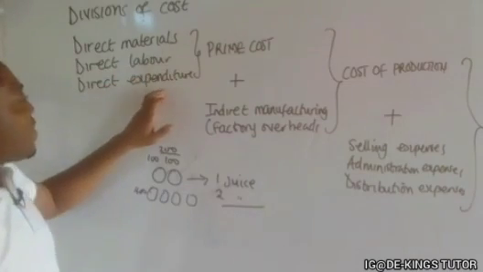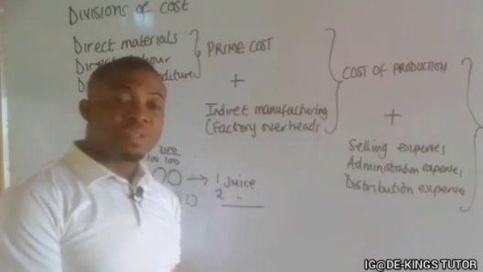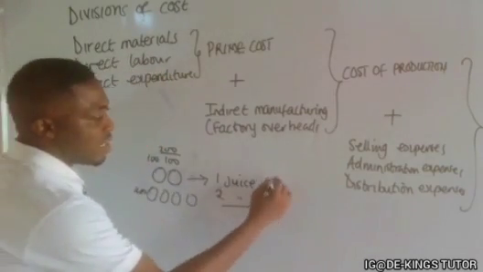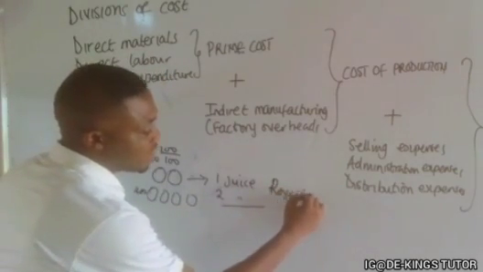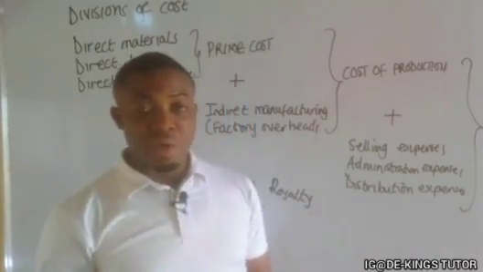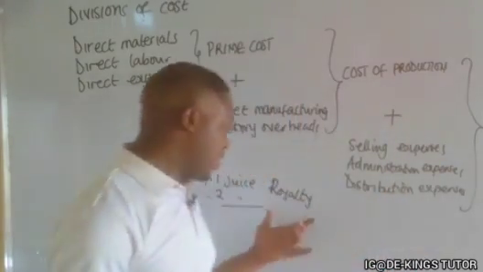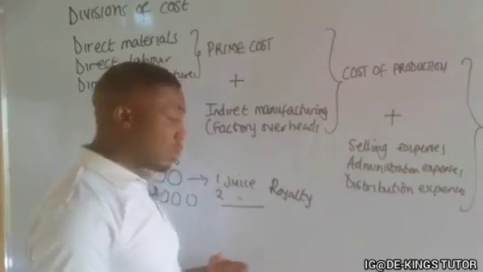Then direct expenditure are other expenditure that can also be traceable. For instance, royalty. Now we've talked about royalty account. We have royalty account in our channel. Please check in a playlist, okay? Or I'll drop it here where I've talked about royalty.